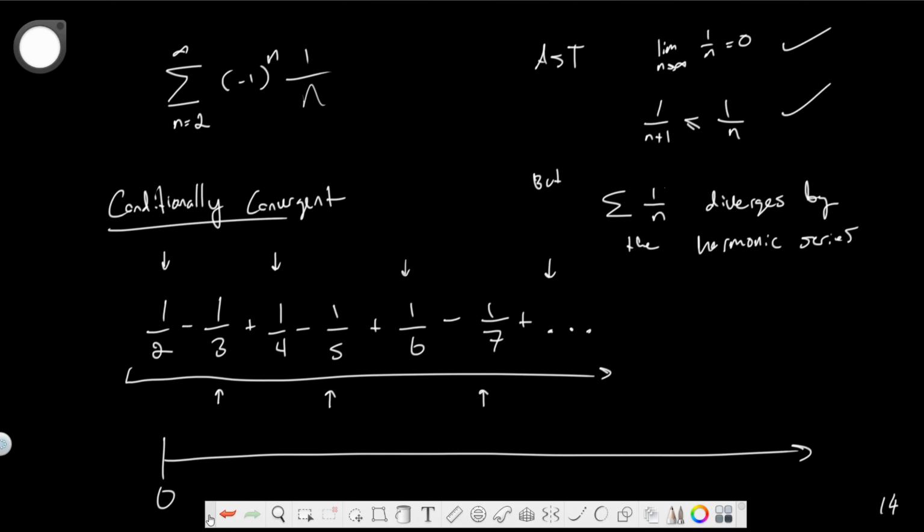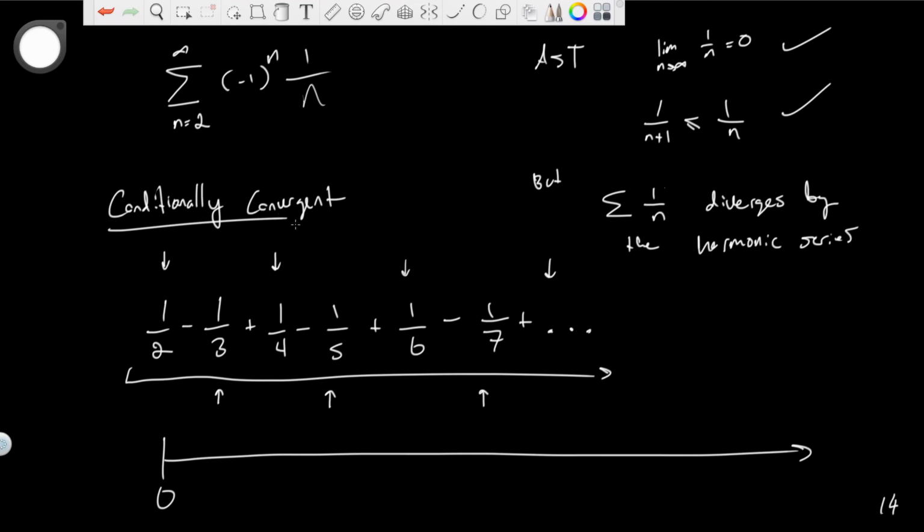Let me go ahead and move this up so I have a little bit more room. Let's say I have a number line. Let's say I wanted to add up to 47. All I got to do is pick enough positive numbers so that I get past 47. Then start picking negative numbers so I get on the left side of 47.